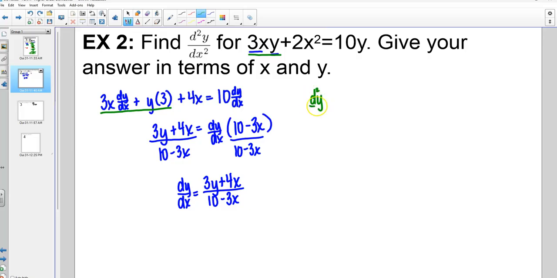So d squared y over dx squared is going to equal low. So 10 minus 3x, make sure you're putting parentheses around everything here, times the derivative of the high. You got to have parentheses here because you're going to have two terms. So derivative of 3y is 3 dy dx.